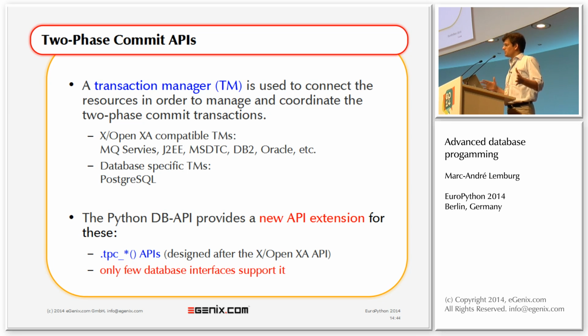To make it easier to deal with these transactions across multiple databases, there's something called a transaction manager. This is not in Python. This is usually done in some other system. For example, there's MQ Series from IBM or J2EE, or Microsoft has this DTC mechanism. Some database systems, DB2 and Oracle, offer these transaction managers. You can sometimes hook into them from Python. There are Python APIs for some of these, and you can then use them, or you can use a database-specific one, like, for example, the one that's integrated into Postgres.